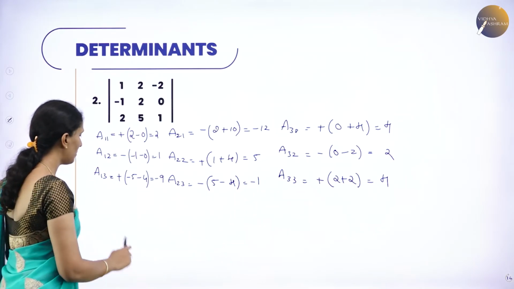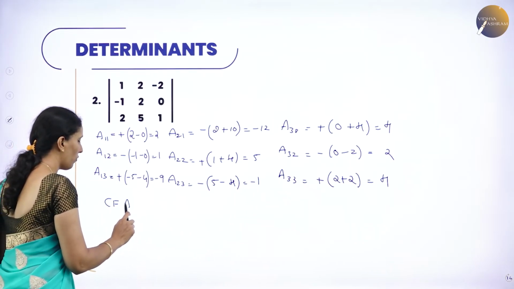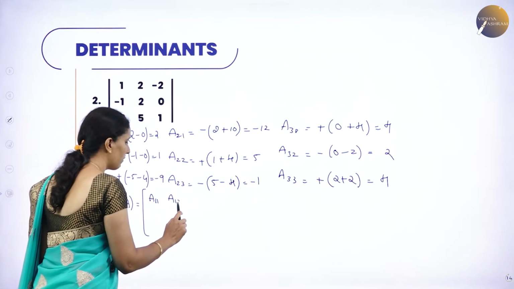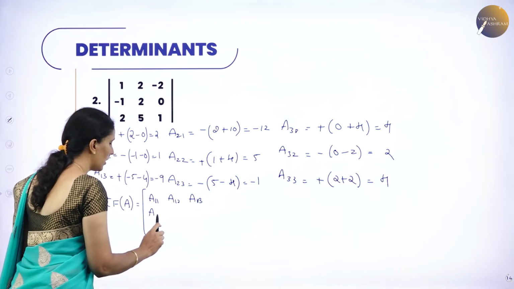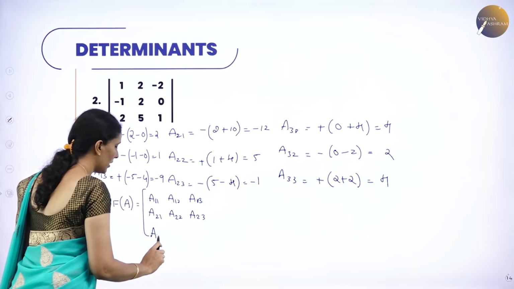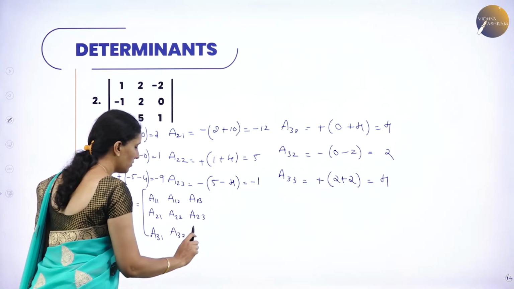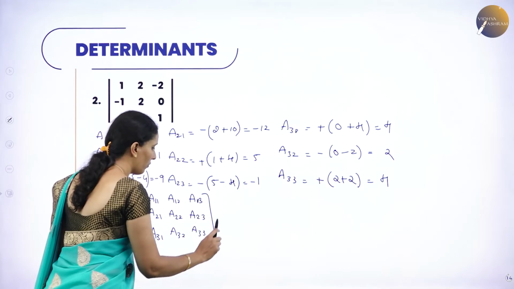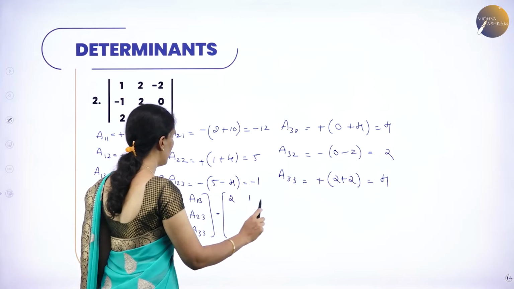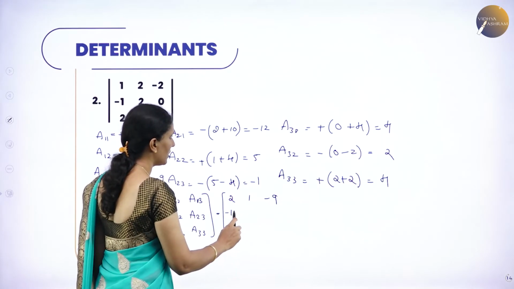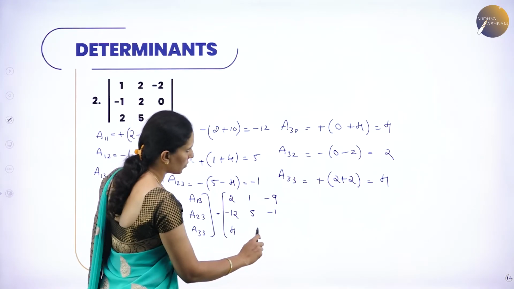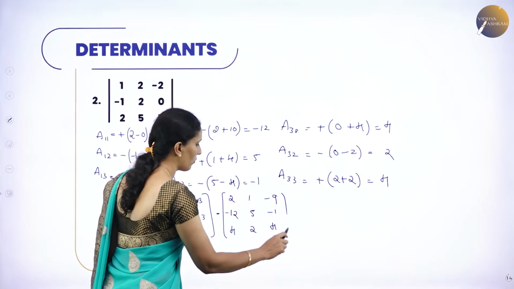Now write the cofactor matrix of A. What is cofactor matrix of A? A11, A12, A13, A21, A22, A23, A31, A32, A33. That is writing all the cofactor elements. Just write it. What are those? It is 2, 1, minus 9. Next, minus 12, 5, minus 1. Next, 4, 2, 4. So this is the cofactor matrix of A.